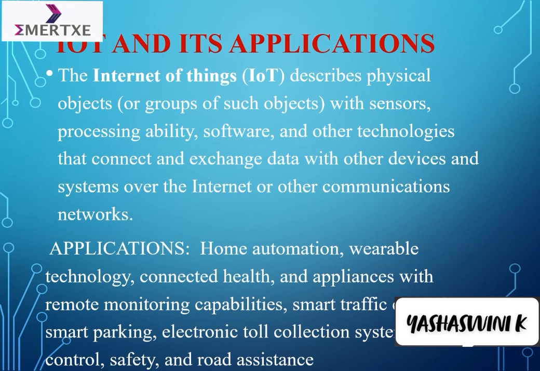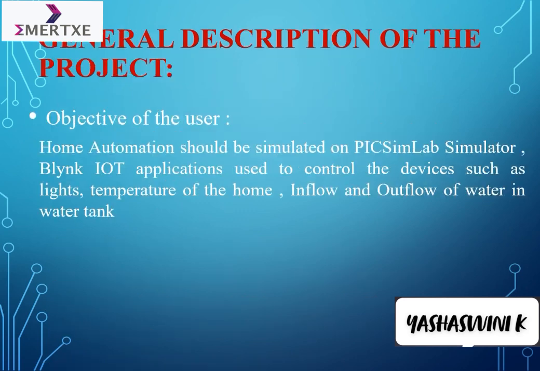IoT, the Internet of Things, describes a physical object or a group of such objects with sensors, processing ability, software, and other technologies that connect and exchange data with other devices and systems over the internet or other communication networks. The applications are home automation, wearable technology, connected health, appliances with remote monitoring capabilities, smart traffic control, smart parking, electronic toll collection systems, vehicle control, safety, and road assist.